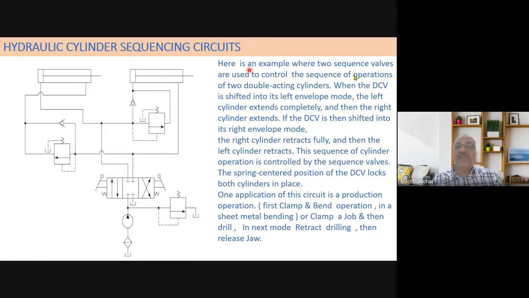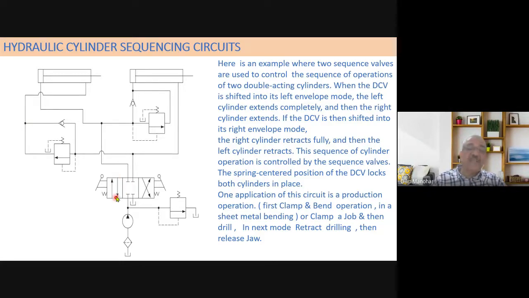The two sequence valves are used to control the sequence of operation of the two cylinders. When the direction control valve shifts to the left envelope, that means this position is active. Then, once the left cylinder completely extends, the direction control valve shifts to the right envelope. So first, in the left envelope, let us see what will happen.